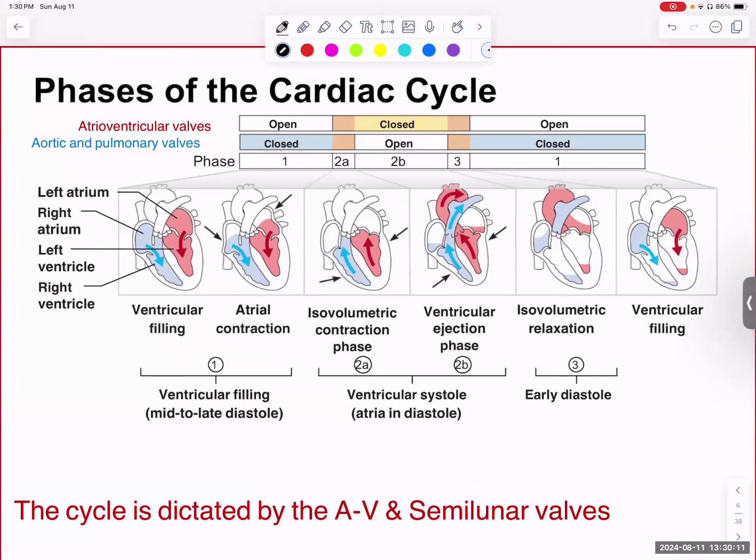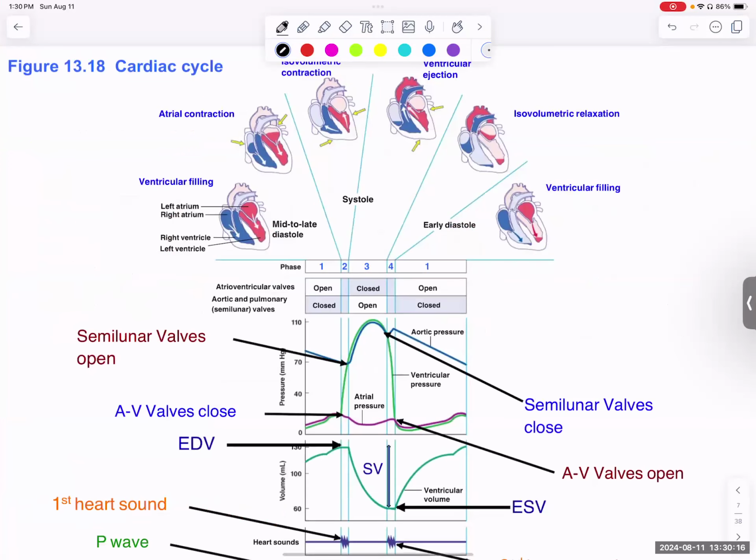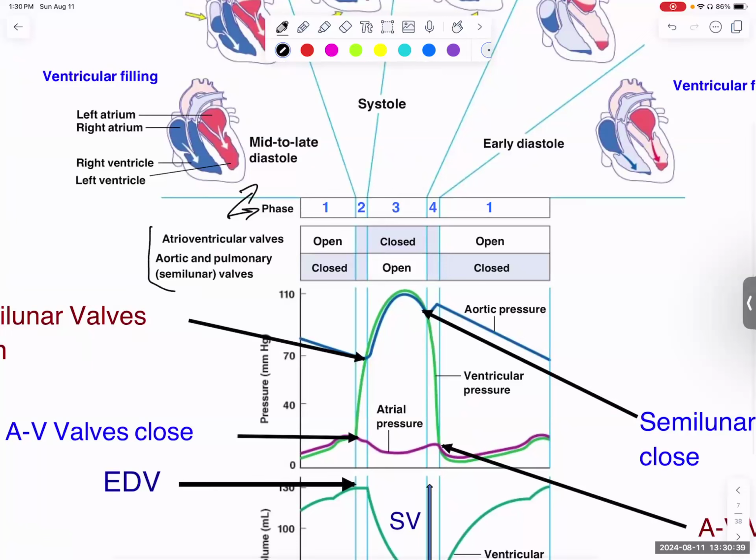The cycle is dictated by the AV and semilunar valves opening and closing. And the semilunar valves and AV valves opening and closing is dictated by the pressure produced by either the atria contracting or the ventricles contracting. Now, this is the diagram you guys have in your textbook. Same diagram. It's showing you the pictures along with the phases. It's showing you the AV valves and the semilunar valves and when they're open and closed, and then these are both closed.